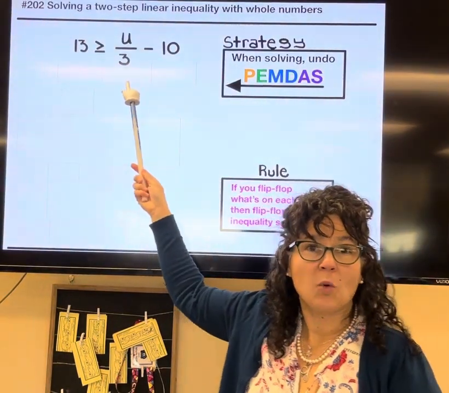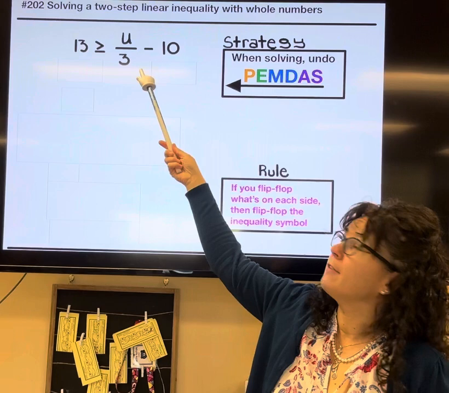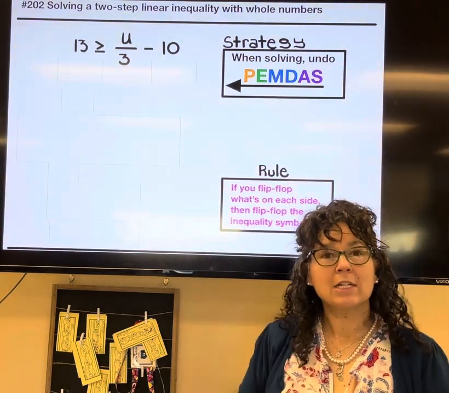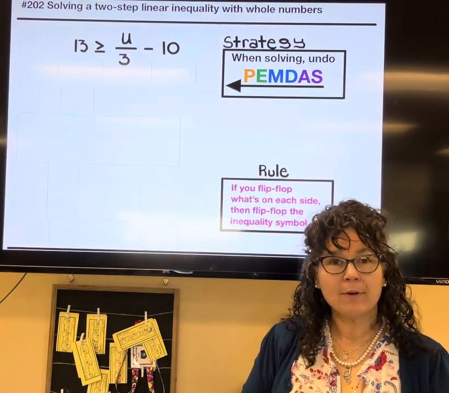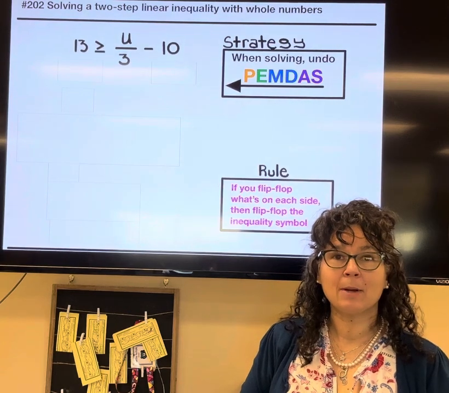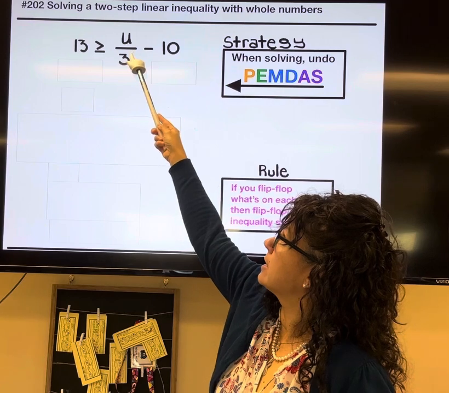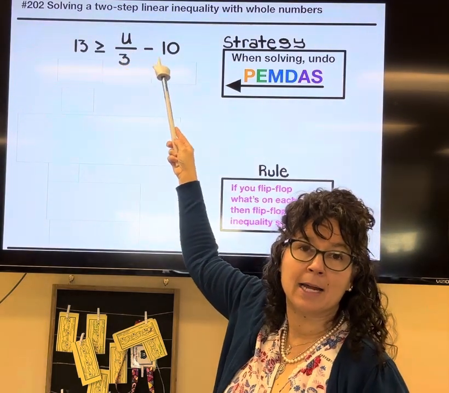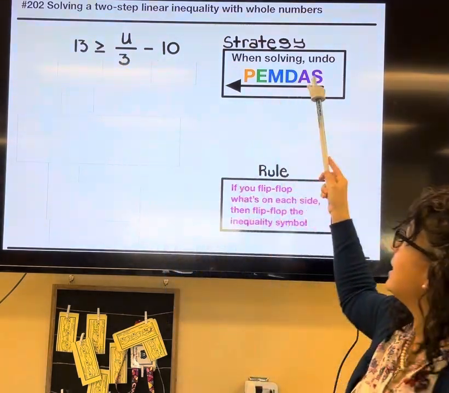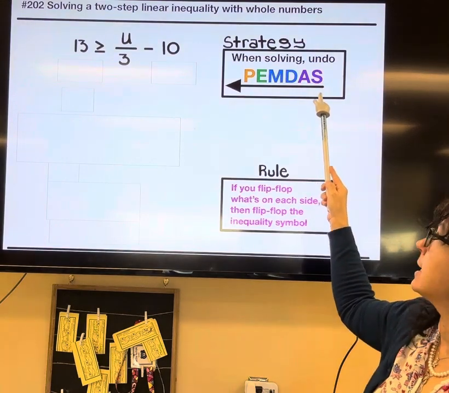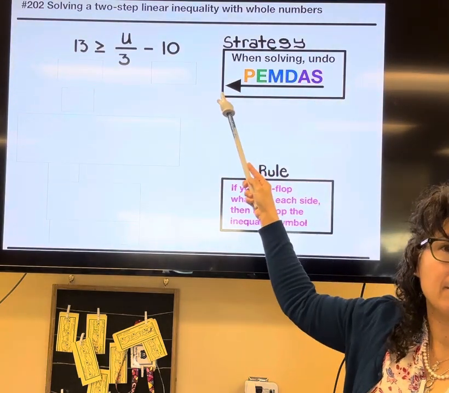When solving an inequality, our goal is to get the variable by itself. So let's start by identifying what is preventing the variable from being by itself. Over here on the right-hand side, there is a divide by 3 and a minus 10. The key is that we want to get rid of those things by undoing PEMDAS.